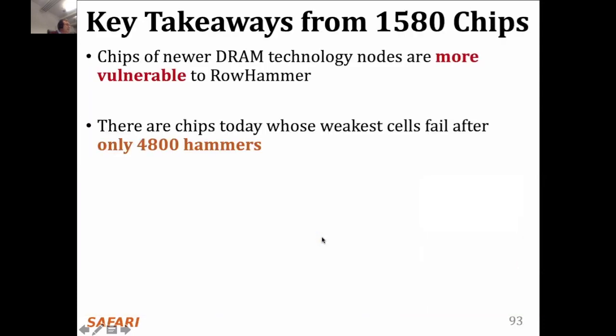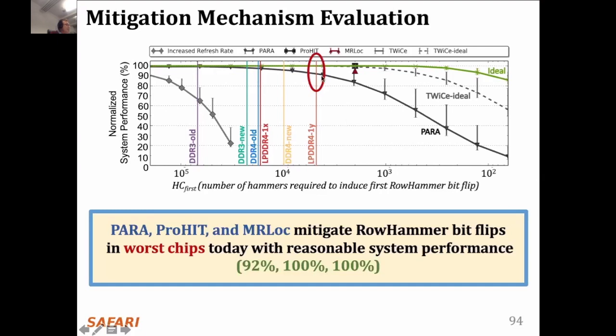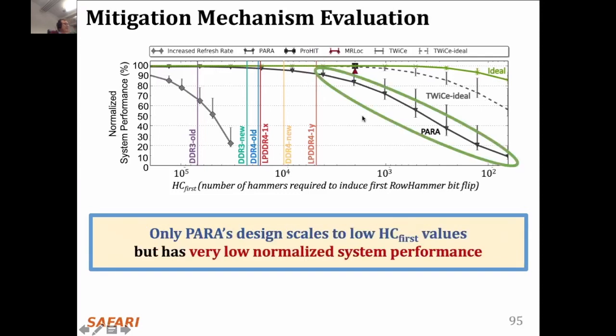Okay, I've already said these key takeaways. I'm not going to go into details, but let's talk about the mitigation mechanisms that were proposed in literature. So this is the number of hammers that are required to induce the first RowHammer bit flip, and this is the normalized system performance provided by the mitigation mechanism. 100 is good. As you get lower, that's bad, basically. So today, we're not terrible with the mitigation mechanisms, assuming they're implemented correctly and securely, of course, which they're not, based on the previous paper. But going forward, things are not scaling very well.